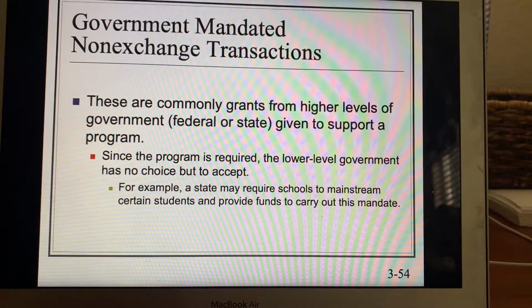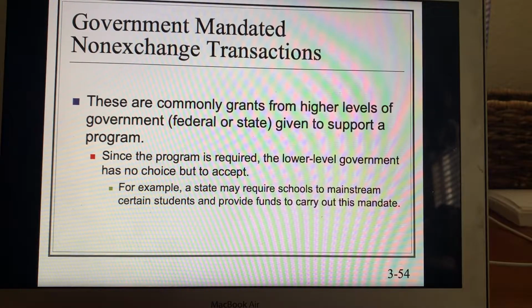Government mandated non-exchange transactions. These are commonly grants from higher levels of government, federal or state, given to support a program. Since the program is required, the lower level government has no choice but to accept. For example, a state may require schools to mainstream certain students and provide funds to carry out this mandate. Okay.